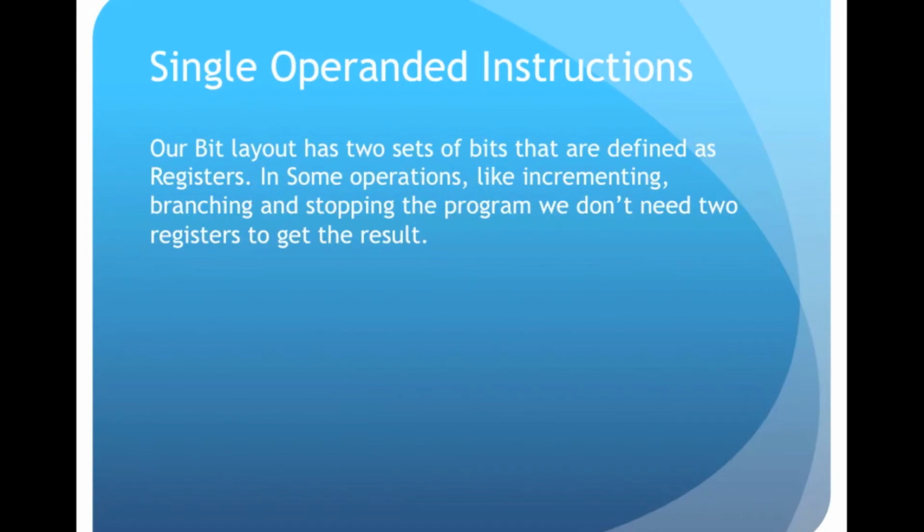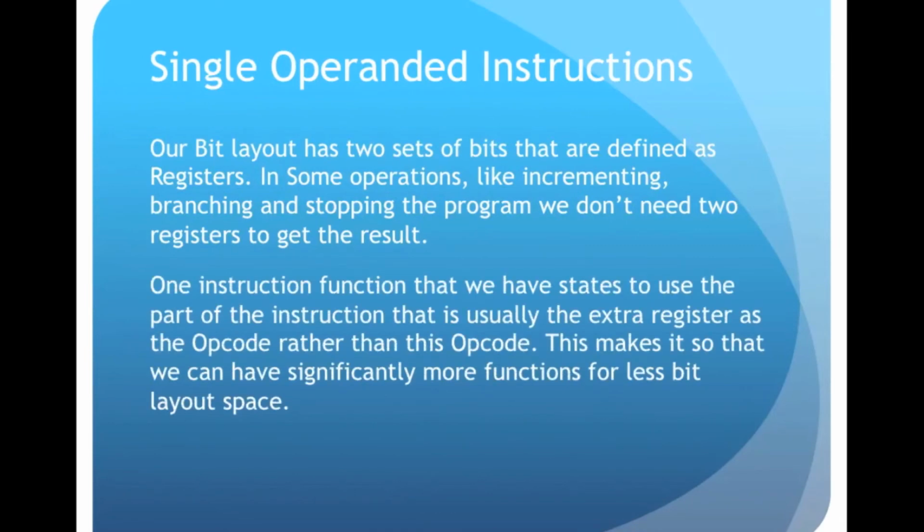But what happens if you want to do a really simple function, like incrementing, or branching, or stopping the program? For those, you need either 1 or 0 registers to get the result. So what we do is have one of our opcodes say that we're going to have a different bit layout. These two bits always have to be 1, because in order for it to change to this format, it has to be like that. And the bits that would be our extra register, which we don't need for a simpler function, become our opcode.